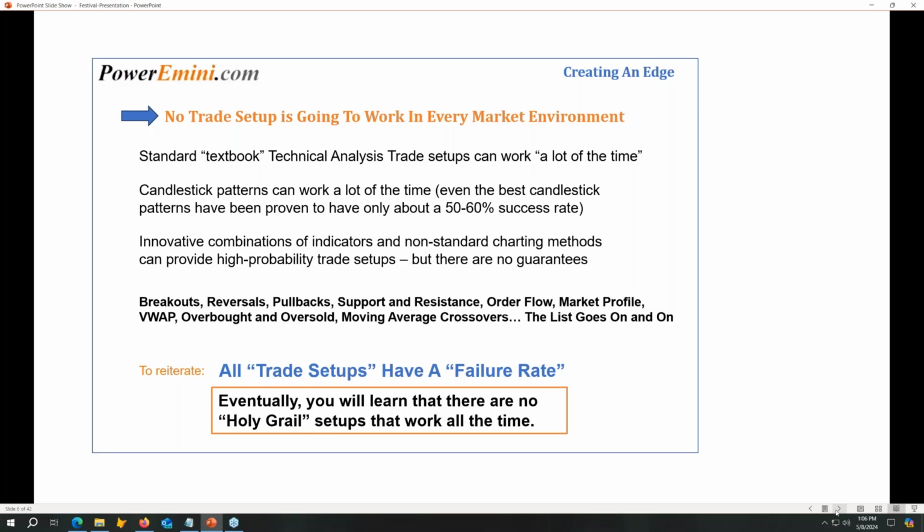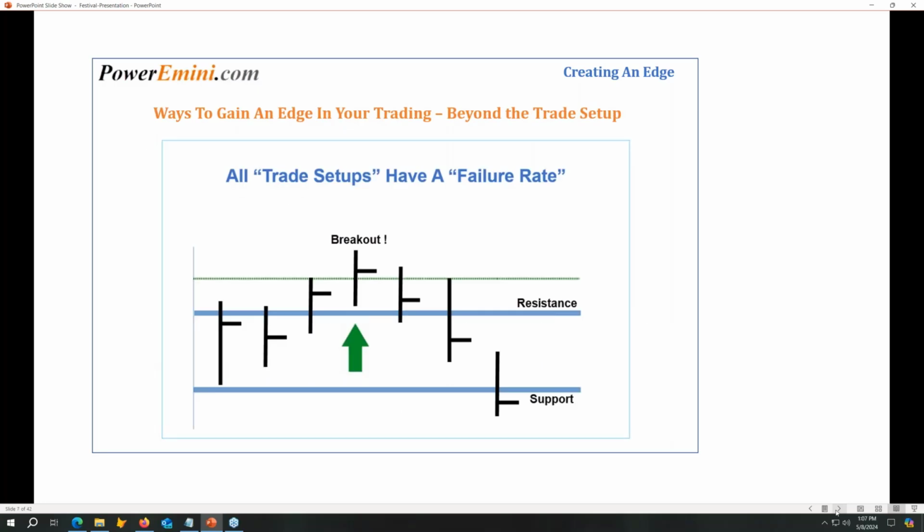And I was blown away to find out that the success rate on a lot of the candlestick patterns is like 50 to 60%. I was a little dismayed by that, but I'm not knocking candlesticks or patterns or trade setups. It's a very integral part of the process. But no matter what you do, eventually you're going to learn that every single trade setup has certain market conditions where it doesn't work so well, doesn't follow through, you get stopped out a lot, you don't get triggered in, that type of thing. And so what we want to do is move beyond the trade setup and see what we can do to improve our edge by tweaking the other little parameters of the trade, right?